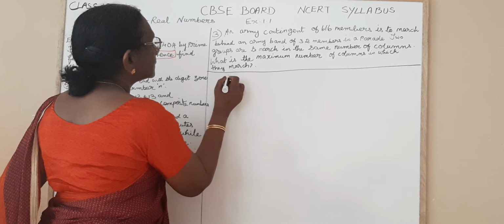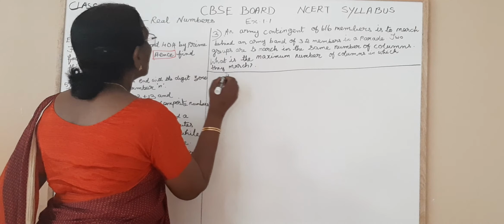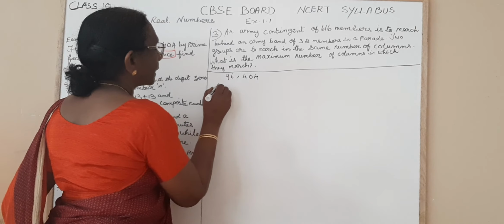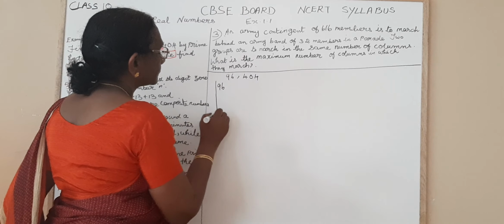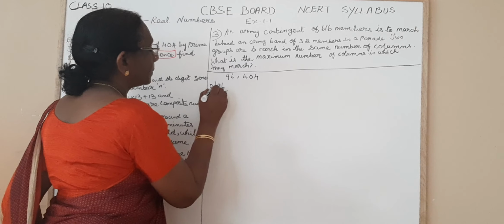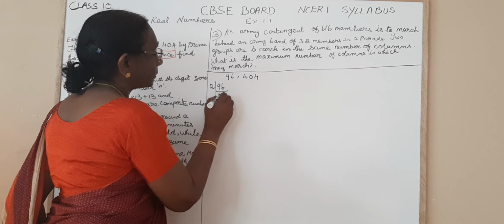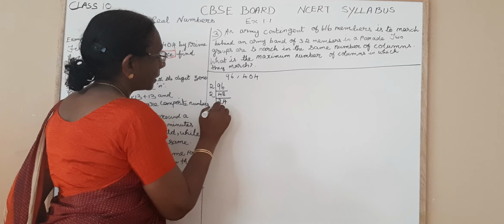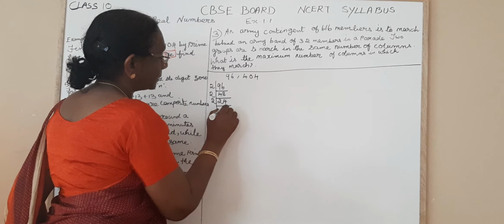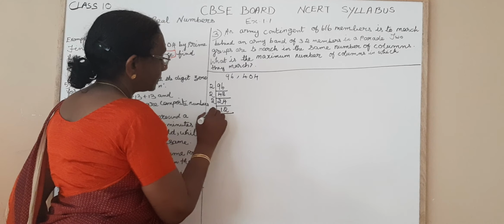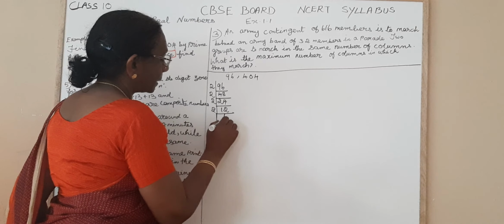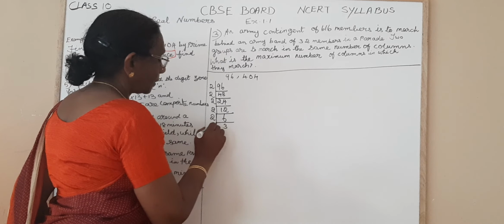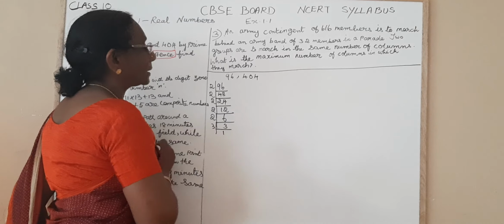The 96, 404. Let us find the prime factorization of it. 96 is divisible by 2, 48. Then again divisible by 2, 24. Again divisible by 2, 12. Again divisible by 2, 6. Again divisible by 2, 3. Now 3 is a prime number. Let us stop with that.